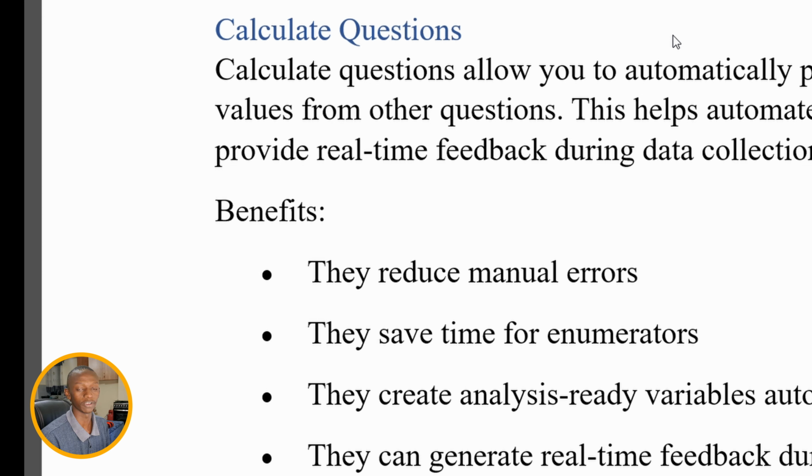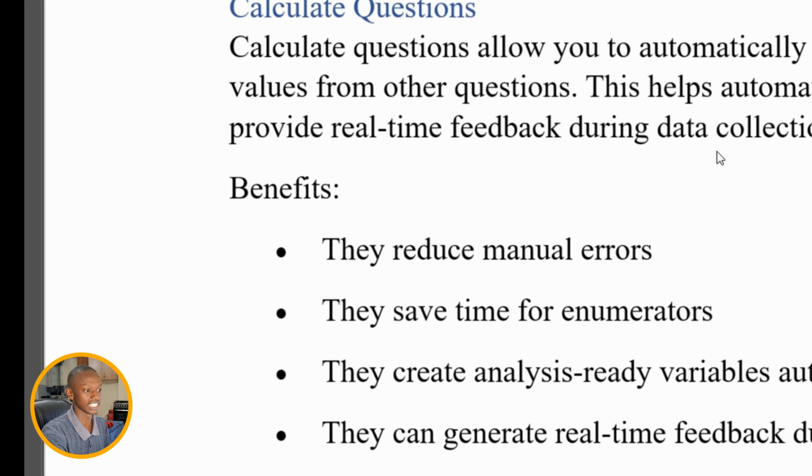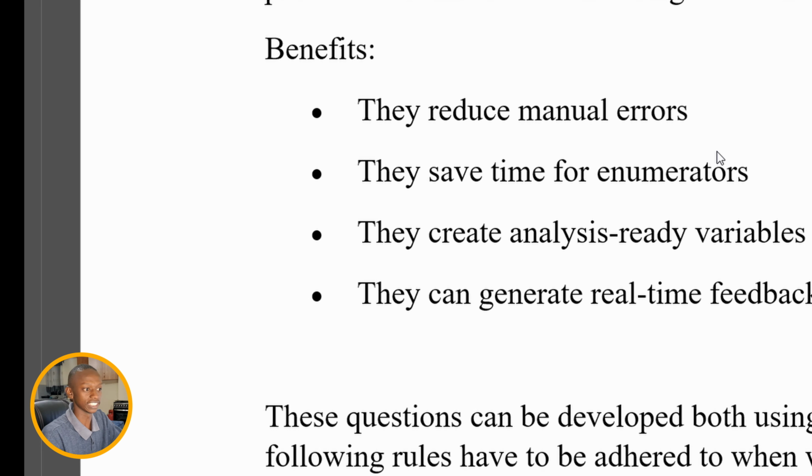other questions. Here you can automatically get computations, then use the derived values to provide real-time feedback, and also use them in your data analysis later. Some of the benefits: it can help reduce manual errors. For example, if you want a user to enter a value, then maybe you want them to perform a calculation. Instead of them performing it, let the form perform it automatically.